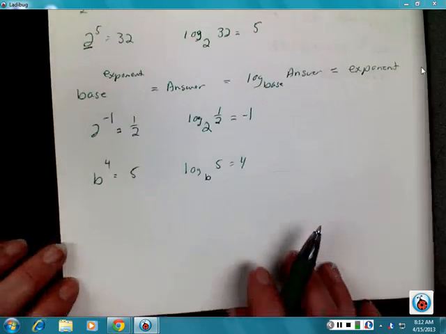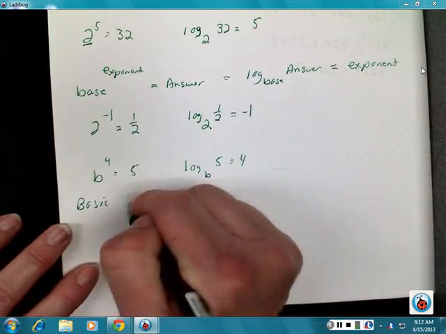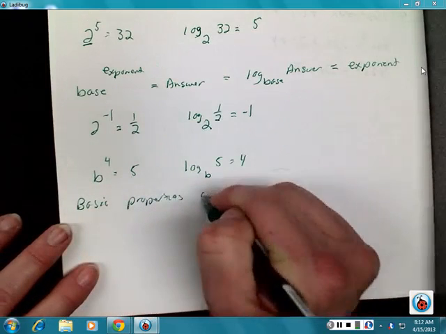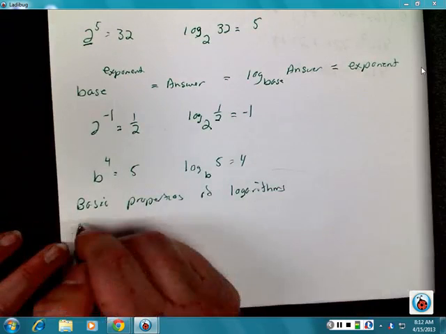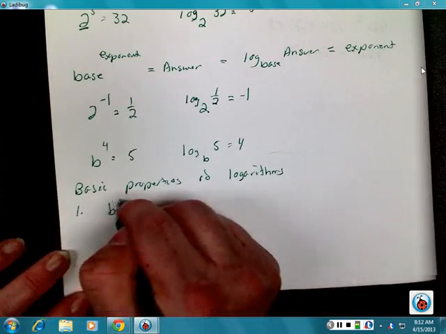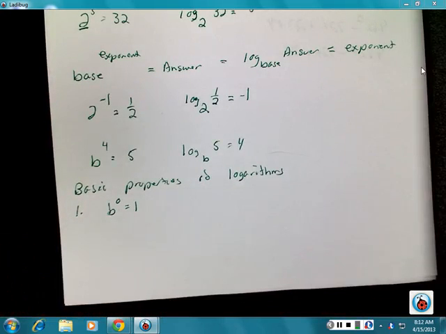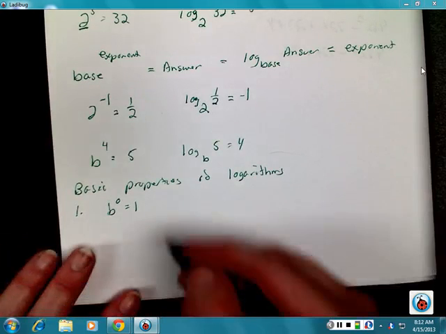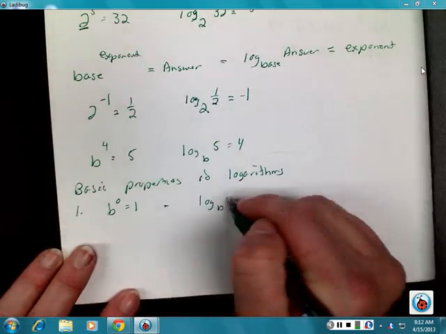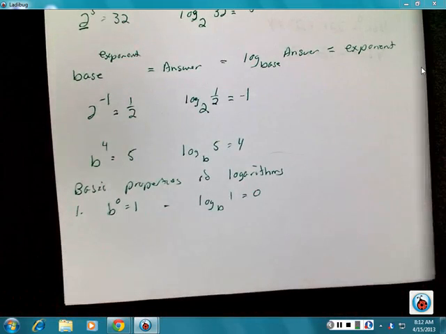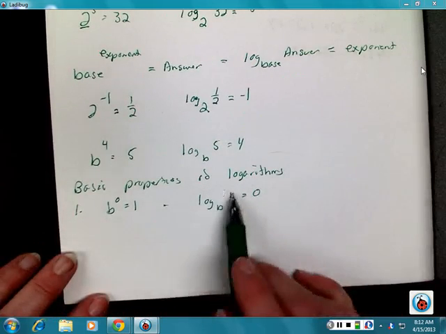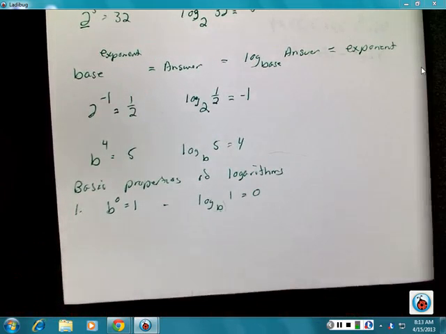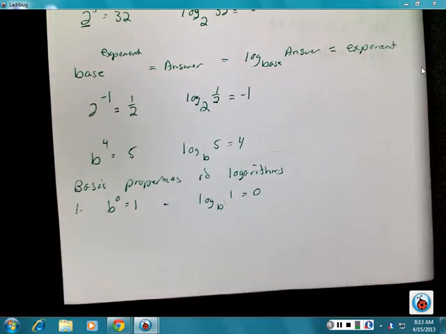There are some basic properties of logarithms. Number 1 is that b to the 0 is equal to 1. We all agree? Anything to a 0 power is equal to 1. The log of this thing is log base b of 1 is equal to 0. So if you get a 1 as your answer, we automatically know, regardless of whatever this base happens to be, that the log is always going to be 0.